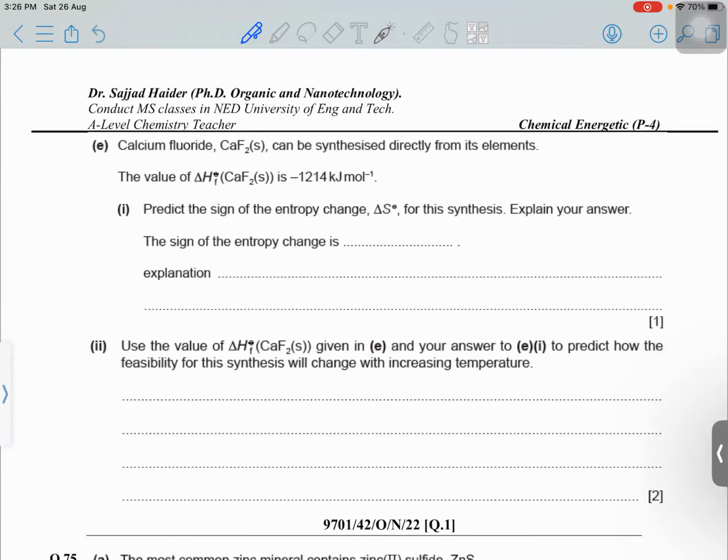Now calcium fluoride can be synthesized directly from its elements. The value of delta Hf of calcium fluoride is minus 1214. Predict the sign of entropy for this synthesis. Explain your answer. Yes. Can you predict the sign of the entropy?